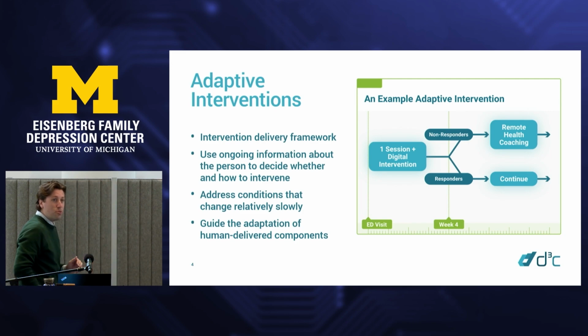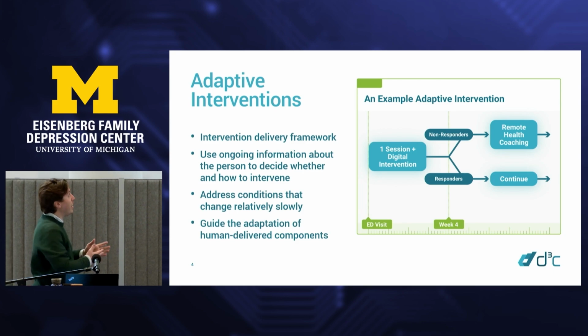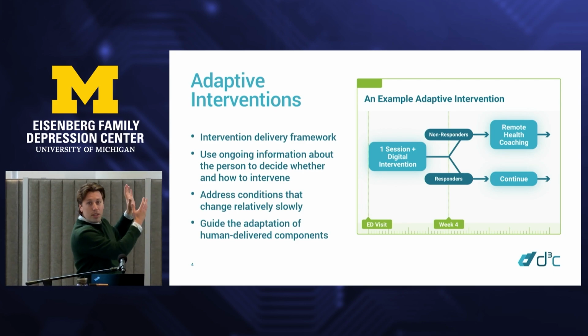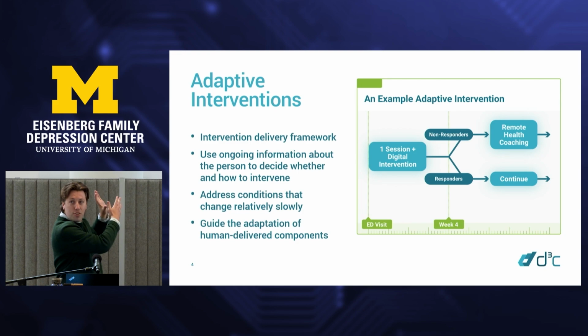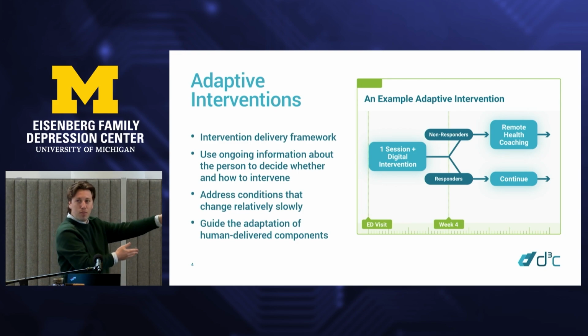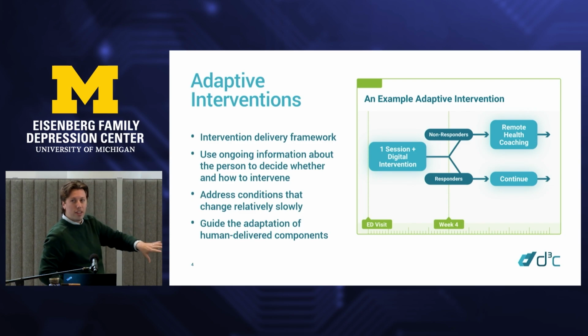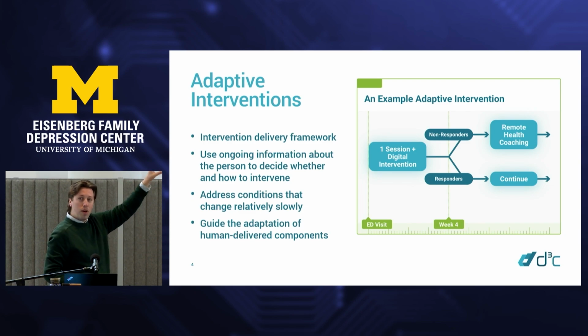So what I want you to visualize, since we have no slide, is a spot on the left-hand side with a big picture that says 1 session plus digital intervention, an arrow that points a month out, and at that point, you have an individual who will check on you to assess response status, and a nice bifurcation into 2 different parts with a responder and a non-responder. And for responders, it just says continue, and for non-responders, it says add digital or remote health coaching. Okay? So that's an AI.